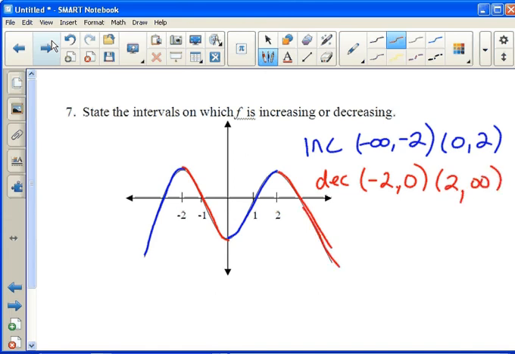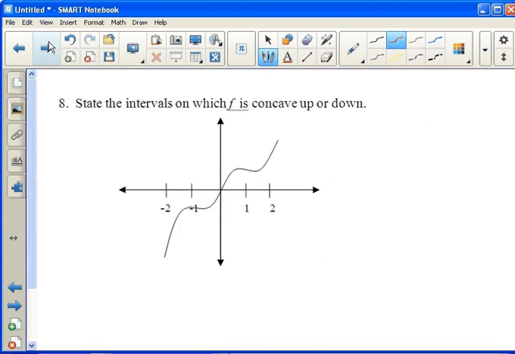8. State the intervals in which f is concave up or down. Well, best I can tell, it's concave up from negative 1 to 0, and then again from 1 to infinity. That's where it's shaped more like a U.